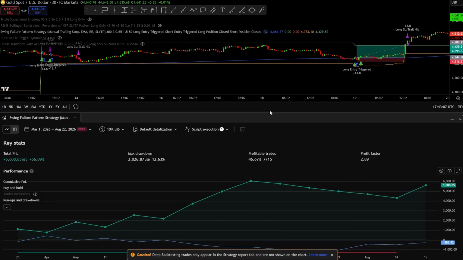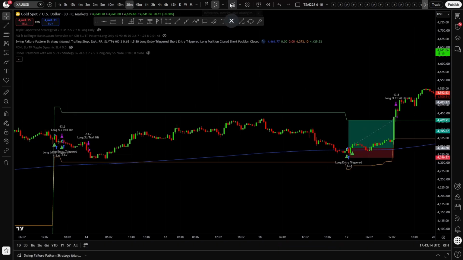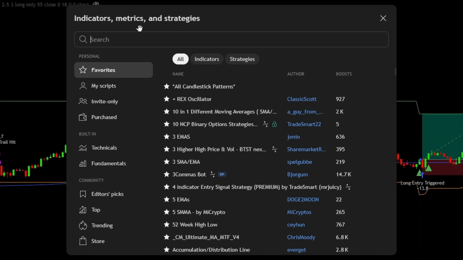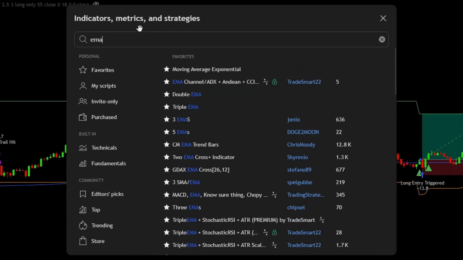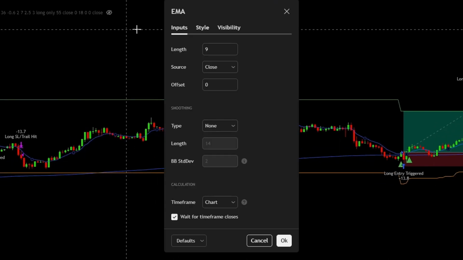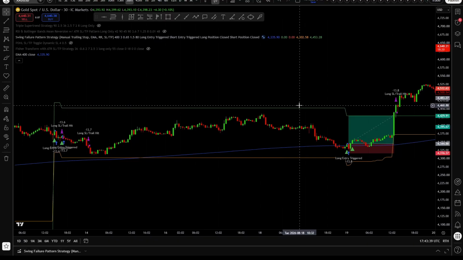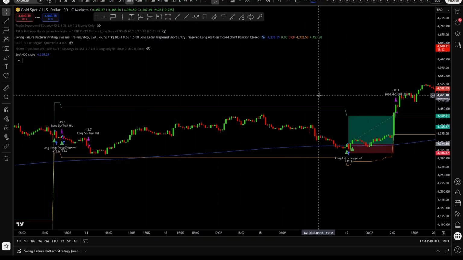So now let me explain the full strategy, indicators needed, everything you need to know. This is a pretty simple strategy, so open up the indicators tab. The only thing you will need is a 400 length EMA. So let's add this one. And once you added that, open up its settings and set it to 400. That's all the indicators you need to add, as this is a candle pattern strategy.